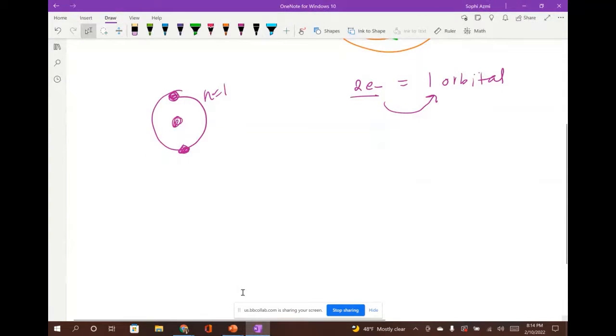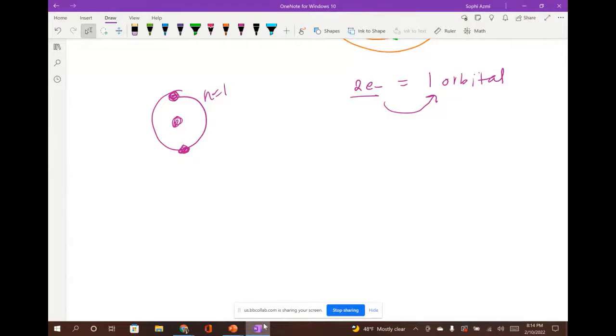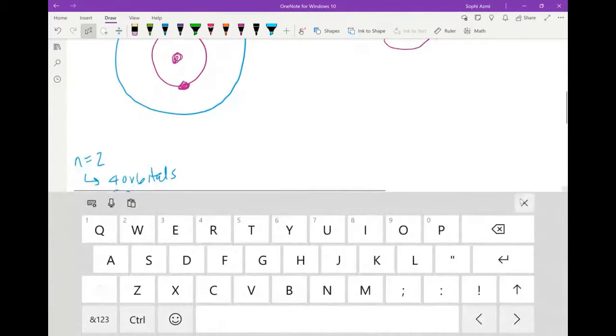Okay, let's do this. So 4 orbitals hold 8 electrons when we are in the second shell. So she's focusing only on the second shell. So I'm going to draw the second shell for you. Okay, so let's go into a different color blue. This is the second shell, N equals 2. She's telling me that in this shell, N equals 2, you're going to have 4 orbitals, and you're going to have 8 electrons, right?